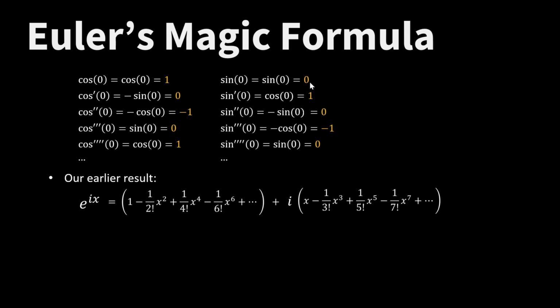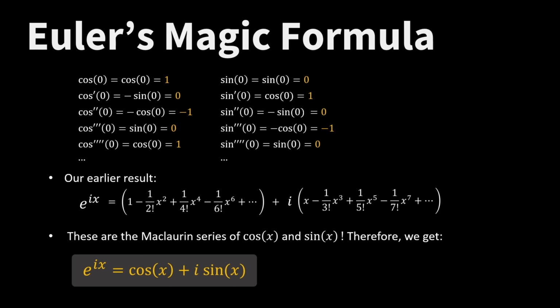The same for the sine function. For the sine function, we do not have a constant. The first term x is just as it is. The second term is missing. The third term is minus 1 over 3 factorial times x cubed, and so on. So we get this really nice result. E to the power of ix is cosine of x plus i sine of x. In other words, e to the power of ix describes a circle in the complex plane.